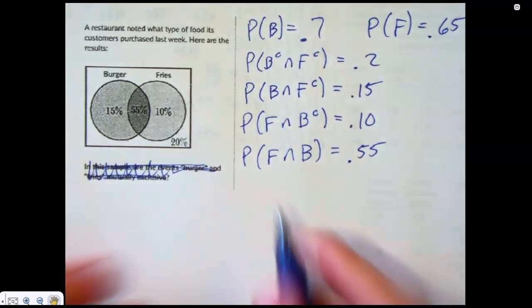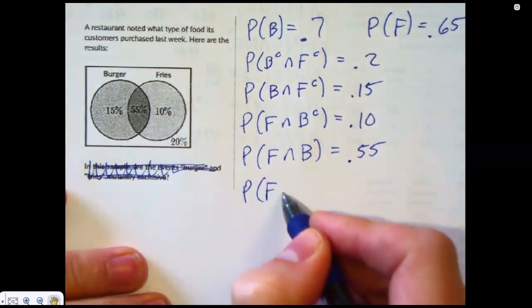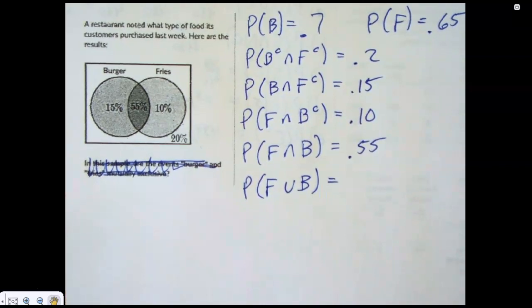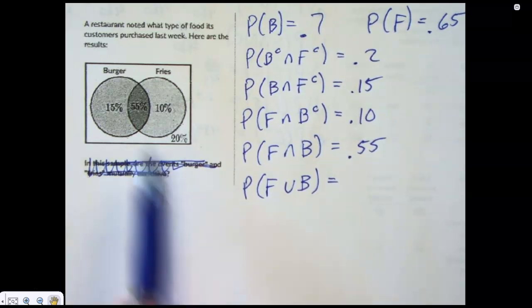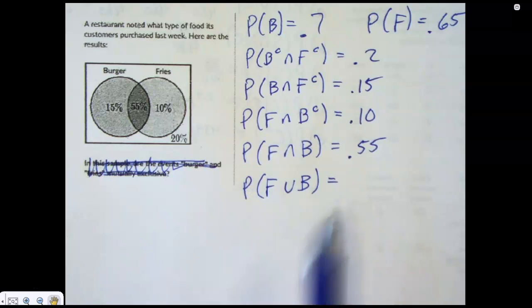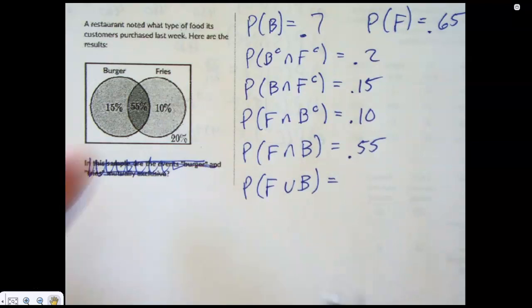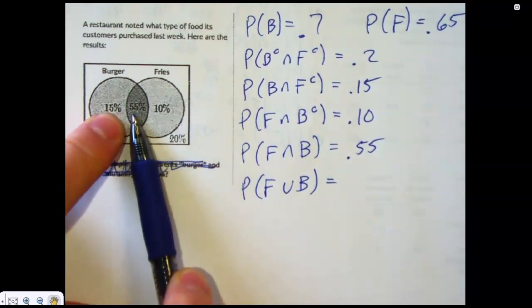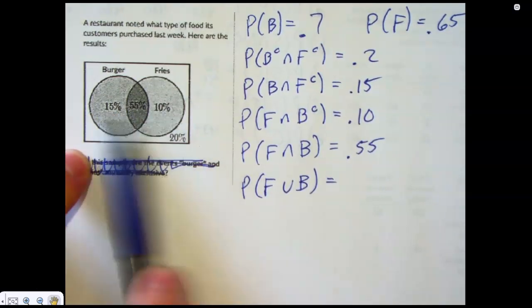Alright. What's the probability of fries or burger? This is different than the last one because you don't have to subtract out the overlap because they've already taken care of that for you. That overlap is not in this table twice. It's only there once. So fries or burger means one or the other or both. So one is 0.15 or the other is 0.1 or both 0.55. So you just add up these three numbers.